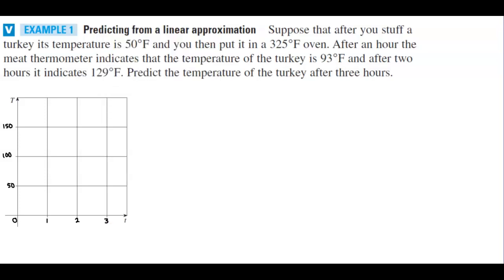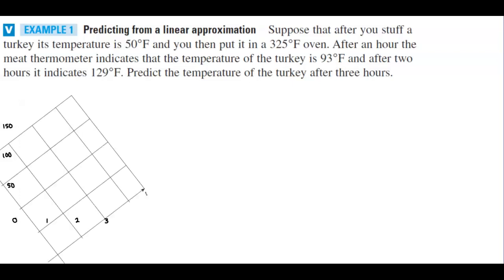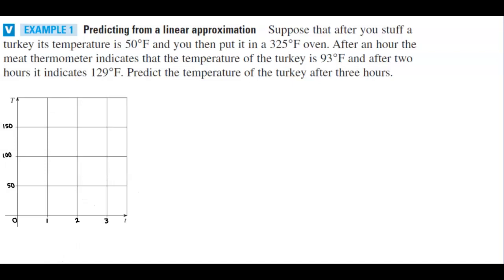We know that at 0, meaning that when we put the turkey in, its temperature is at 50 degrees. So we know that we have this first ordered pair. And then once an hour passes by, we know that it is 93 degrees Fahrenheit. So about right there. And then at 2 hours, it's about 129. So somewhere around there. So therefore, this is representing our function.